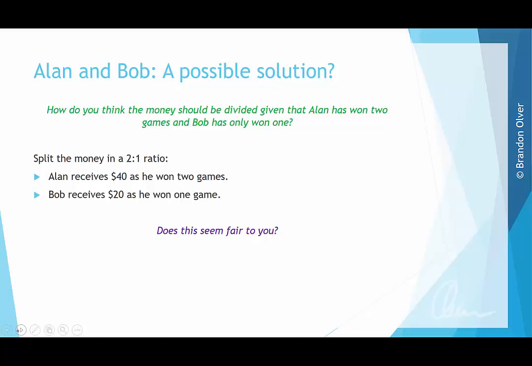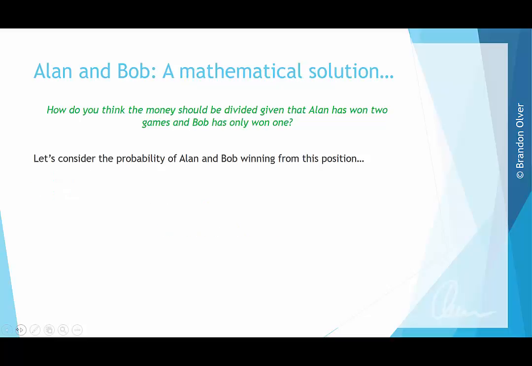But what we need to do is think mathematically about what's going on. So to do this, let's consider the probability of Alan and Bob winning from this position. Alan's already got 2 games and only needs 1 more win to secure the money, while Bob's only won 1 game and would need 2 more wins to secure it. So therefore, there's a maximum of 2 more games that can be played. We're going to use a tree diagram to set this up.